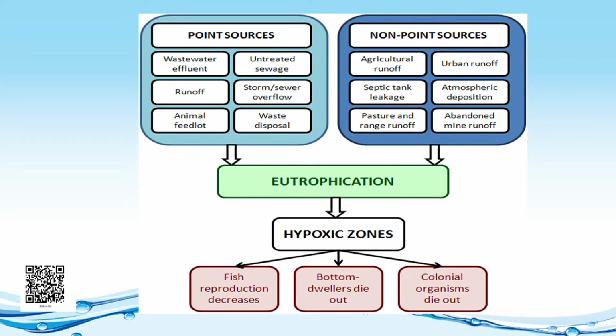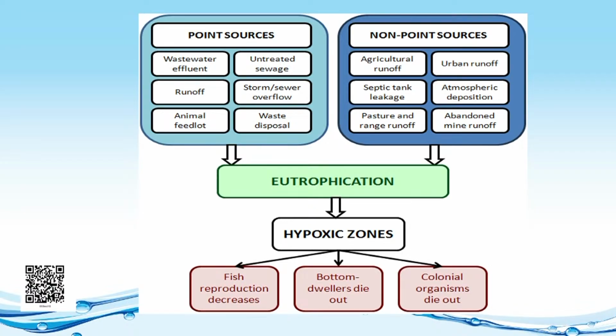The question arises, who is largely responsible for this eutrophication? Non-point sources are the major ones dealing with eutrophication. Point and non-point sources include agriculture runoff, urban runoff, septic tank leakage, and atmospheric deposition.